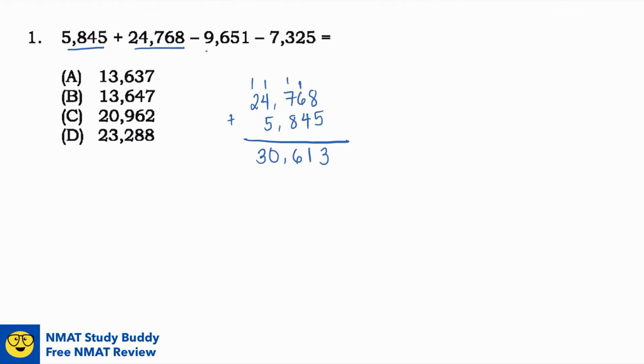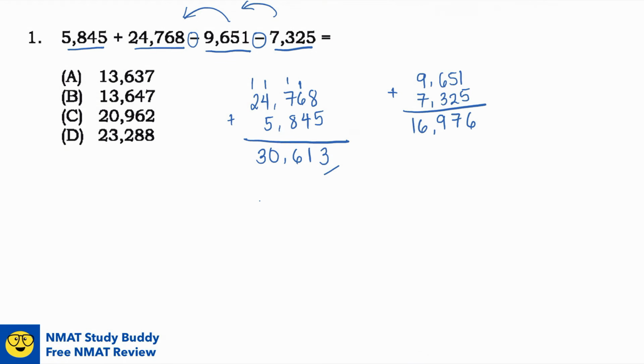Tapos, since kailangan pa natin mag-minus, and these two numbers are negative naman, so pwedeng i-add muna natin sila bago natin i-minus dito sa 30,613. So, i-add muna natin sila, 9,651 and 7,325. Kasi ang hassle naman pag isa-isa mo silang ima-minus, 'di ba? So, para mas mabilis tayong matapos. So, 1 plus 5 is 6. 5 plus 2 is 7. 6 plus 3 is 9. And then, 9 plus 7 is 16.